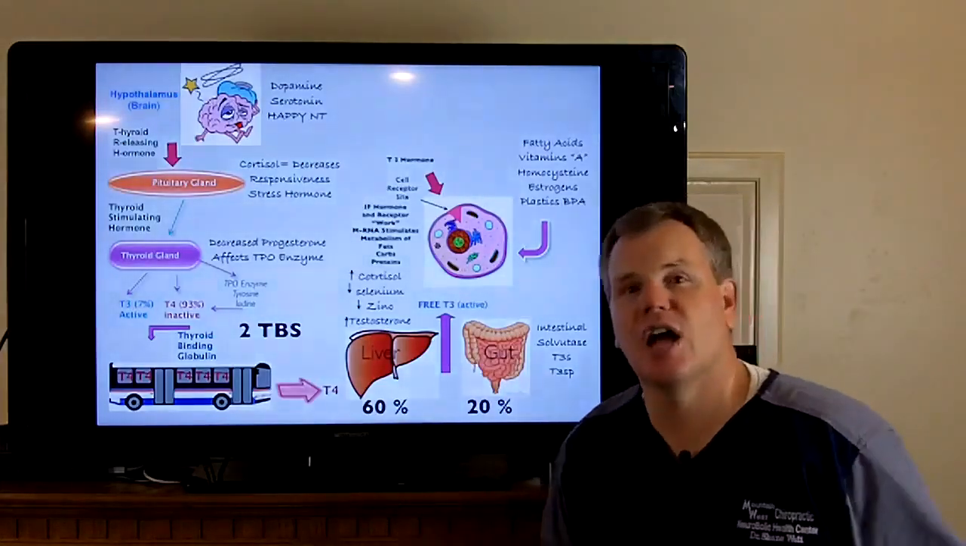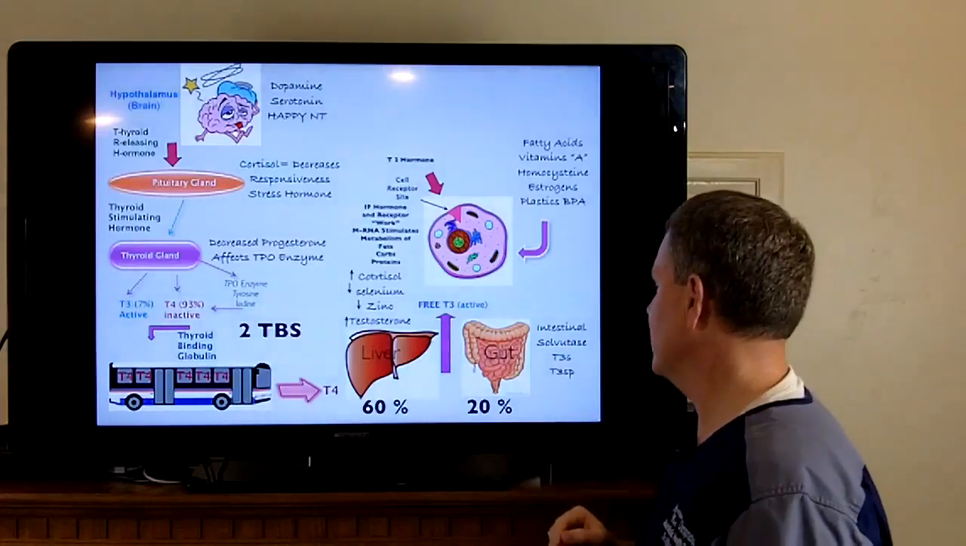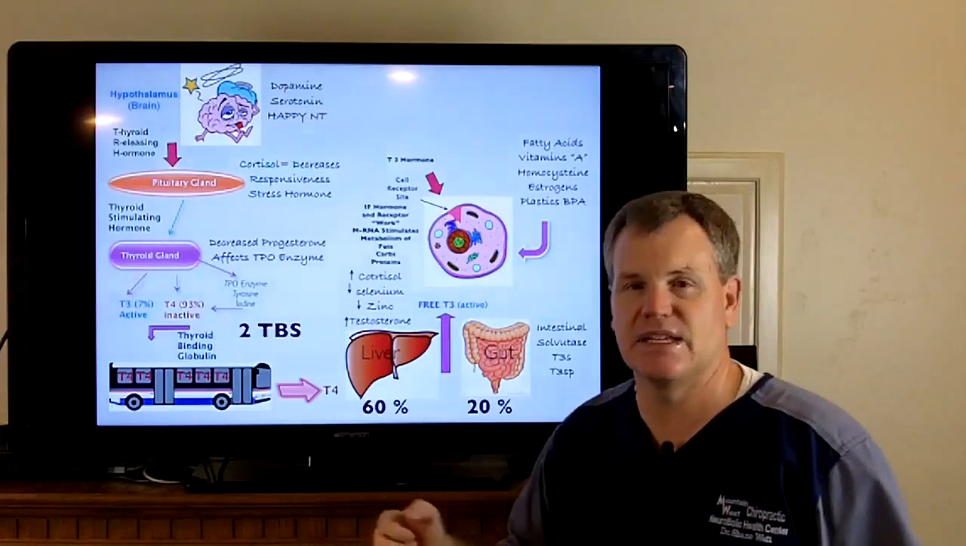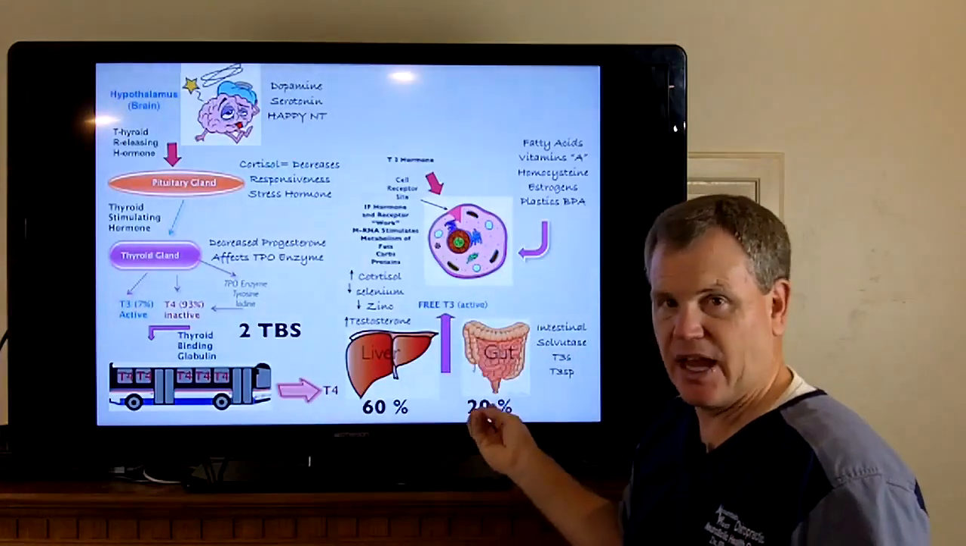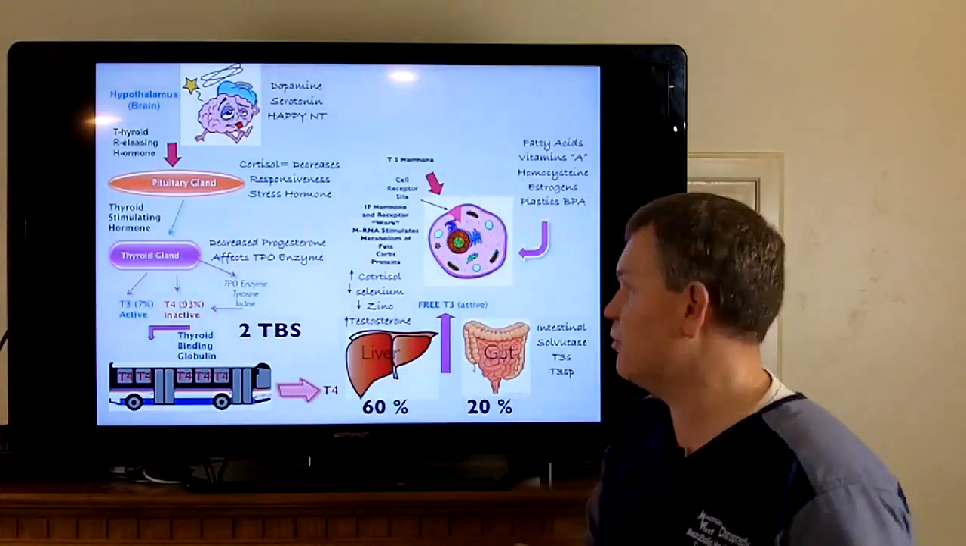In the gut, we can have all kinds of problems. One of the major ones is this enzyme that's called intestinal sulfatase. That's what allows you to get T3S and T3SP. Don't worry about those, but we have to have proper enzymes in the gut to be able to break down and to be able to get that conversion from T4 to T3.